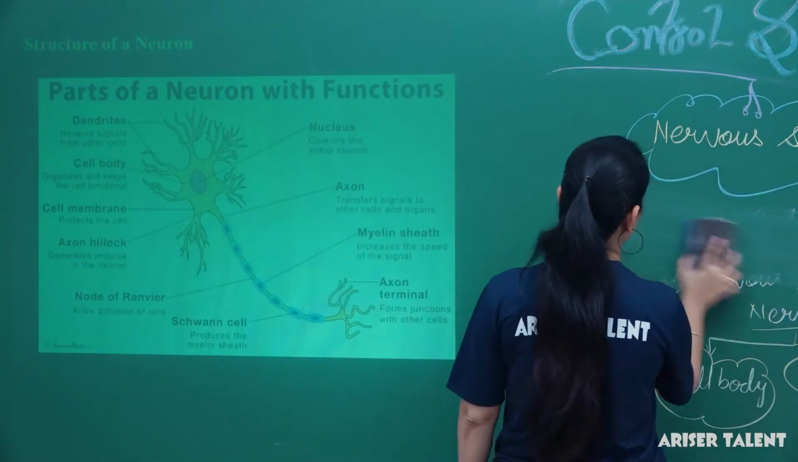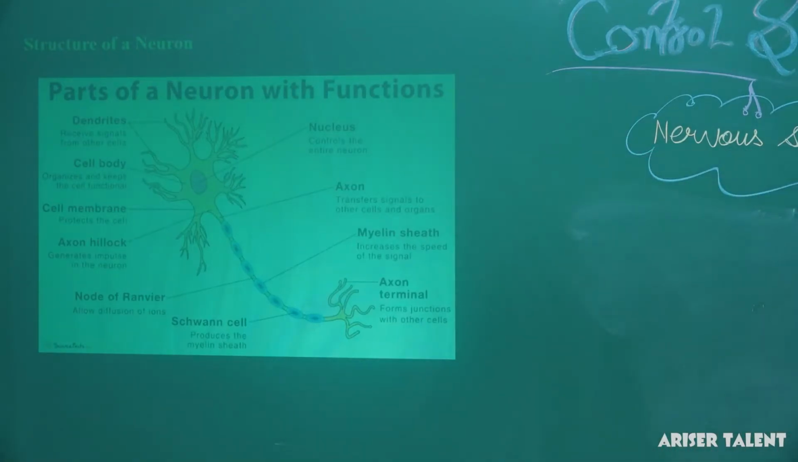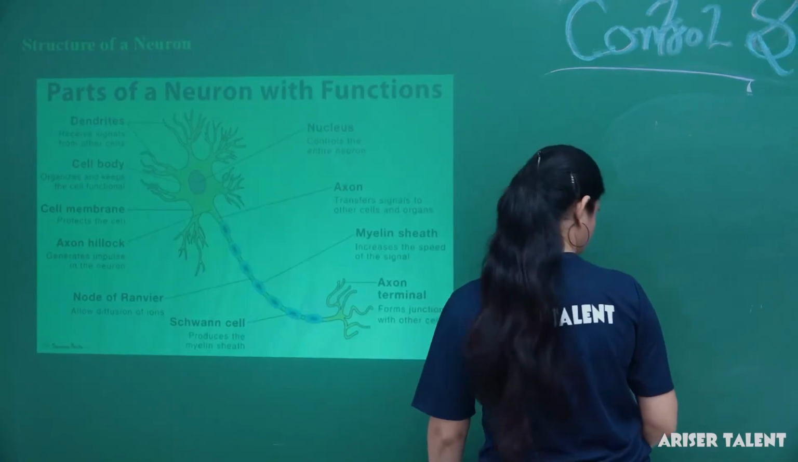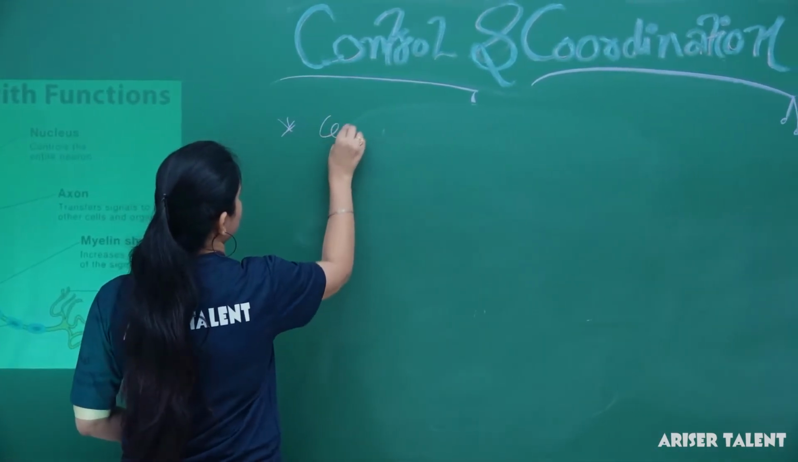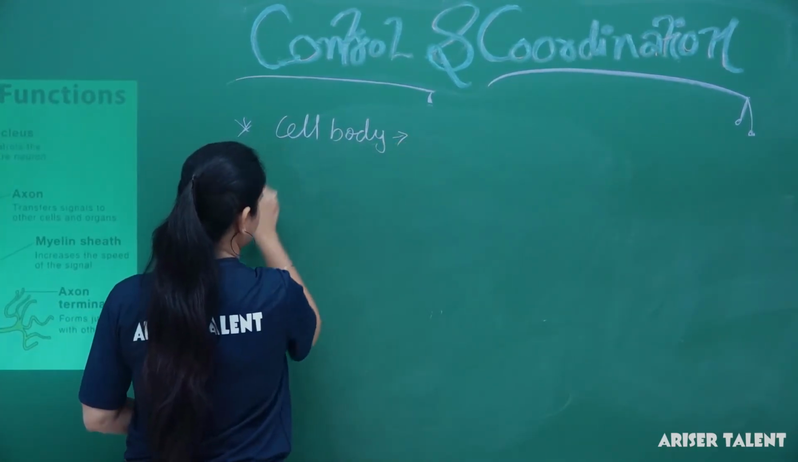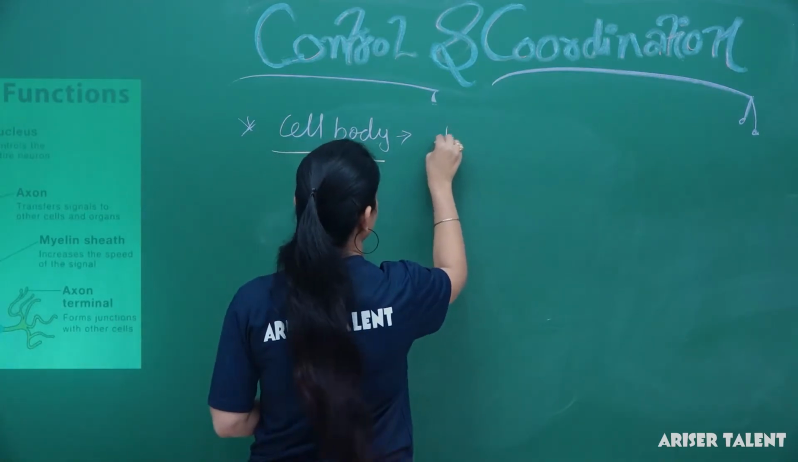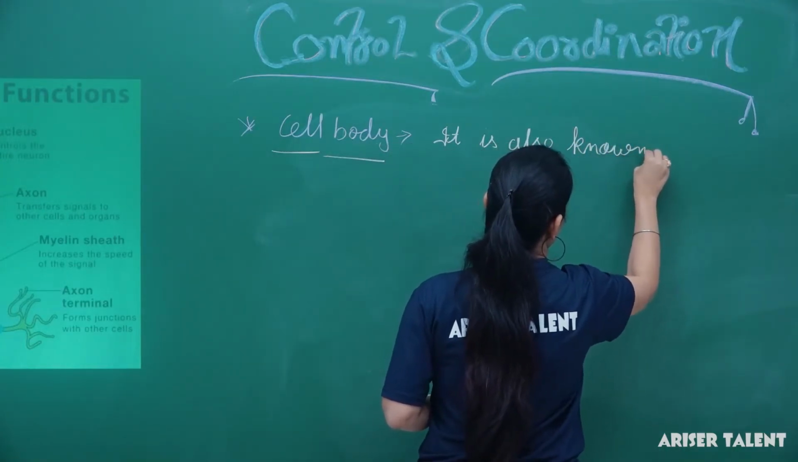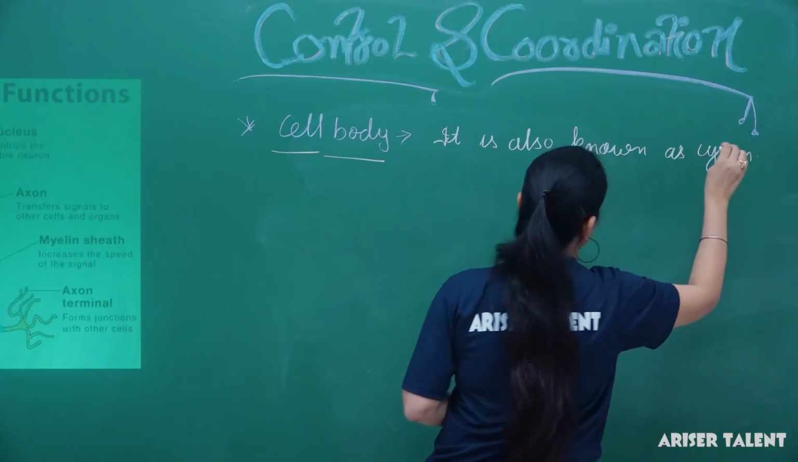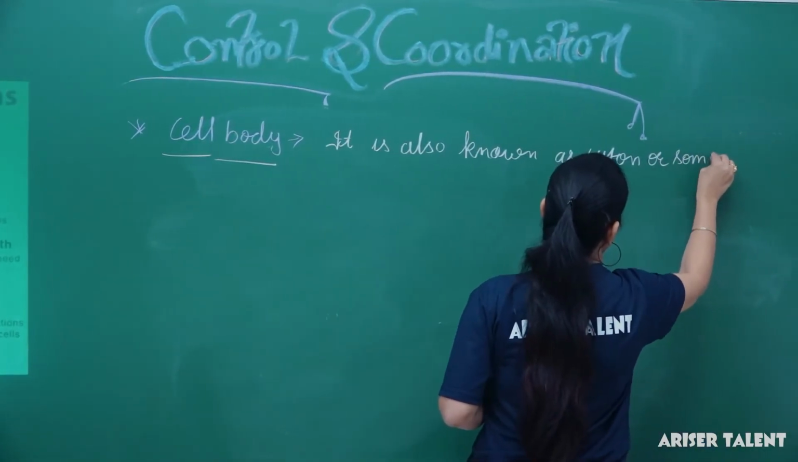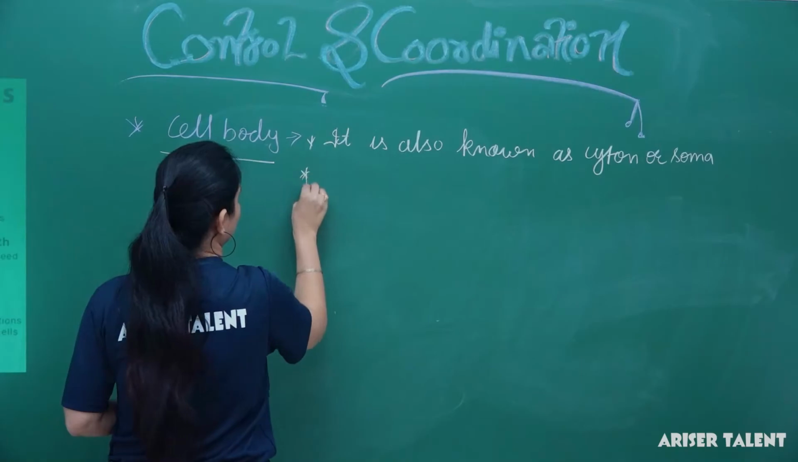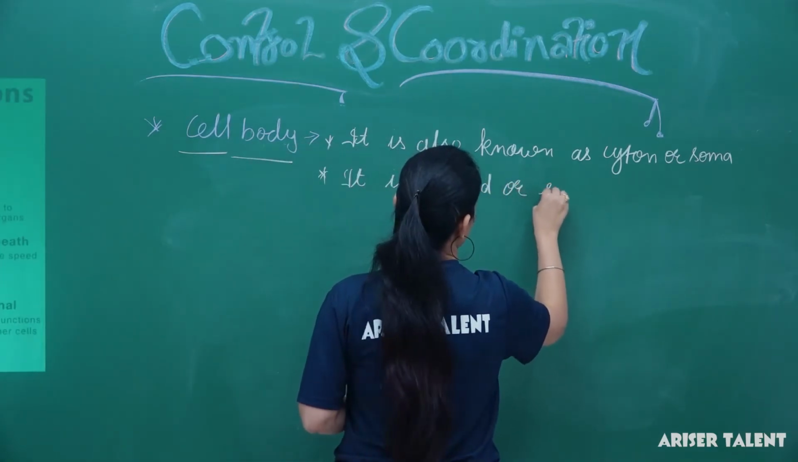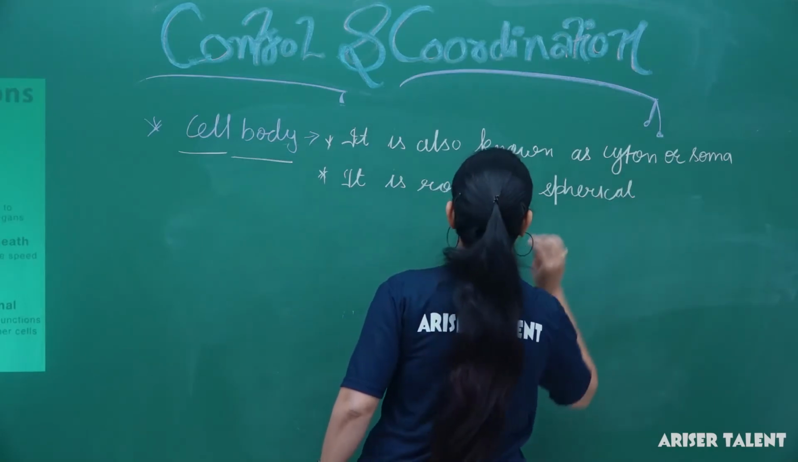So let's write. First is the cell body. Number one part is the cell body. It's also known as cyton or soma. It is round or spherical in shape.